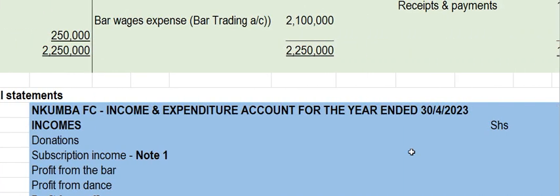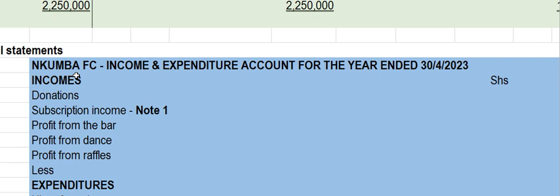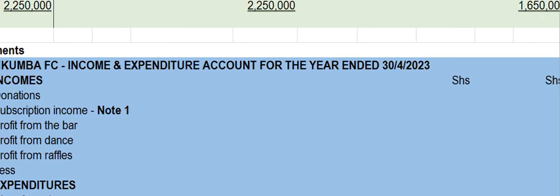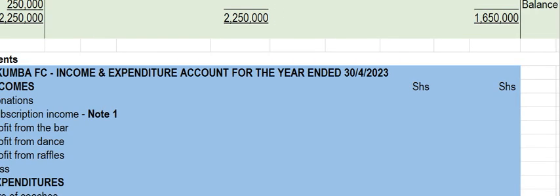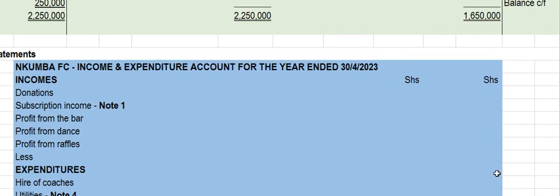Income and expenditure account. Here, you simply get the incomes of the club minus the expenditures to come up with the income and expenditure account. You should be able to identify the incomes and then the expenditures. Now, look at the receipts and payments account. On the debit side, you have donations. Donations, these are incomes to the football club.